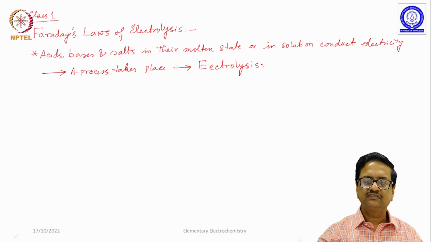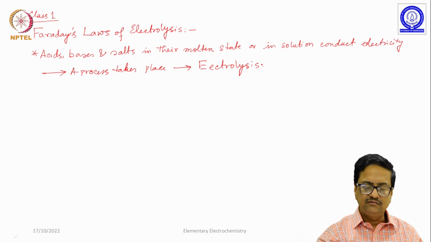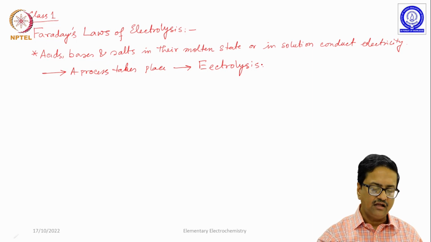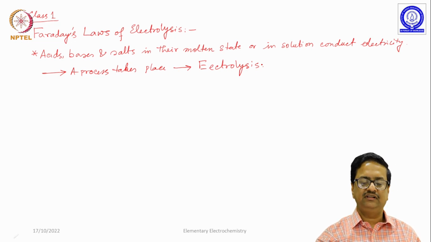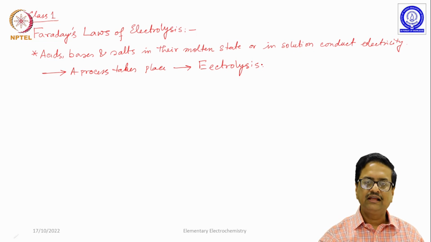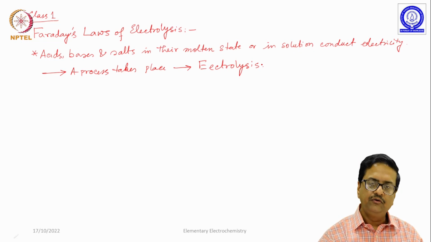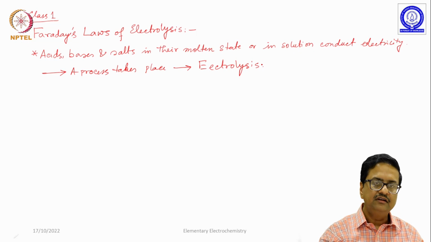So, electrolysis is a process where, using electricity as a source of energy, one can break and generate individual components of a given compound. Sometimes you can get a different product, like when you do electrolysis of a solution of sodium chloride, you will get hydrogen and oxygen, whereas if you do the electrolysis of molten sodium chloride, you will end up getting sodium and chlorine gas at the electrodes. So, depending on the condition of electrolysis, your products may be different.